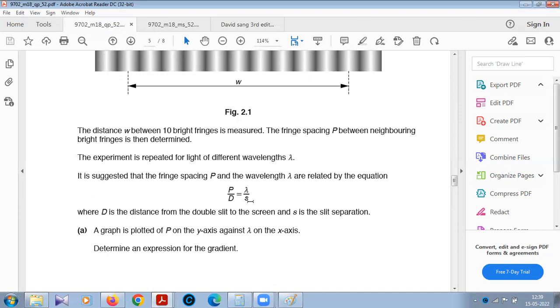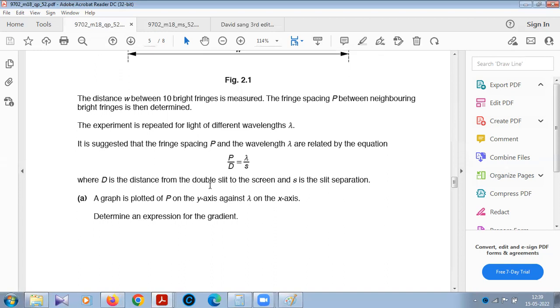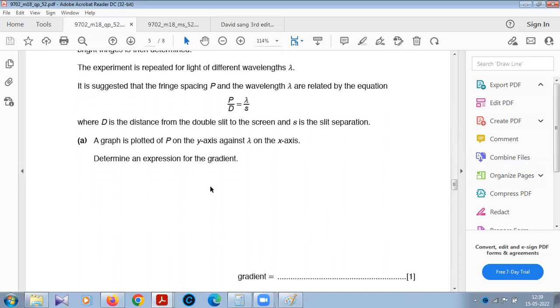This is Young's double slit experiment, a famous experiment. You can read it in the book also, and it is in the AS syllabus, in the chapter on waves. So this relation is given: P by D is equal to lambda by S.